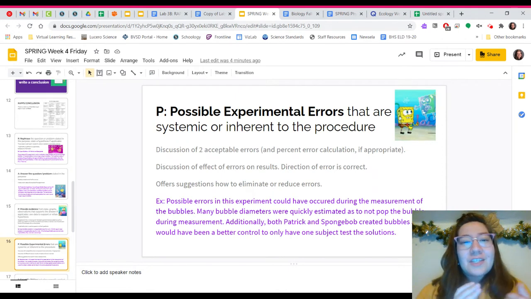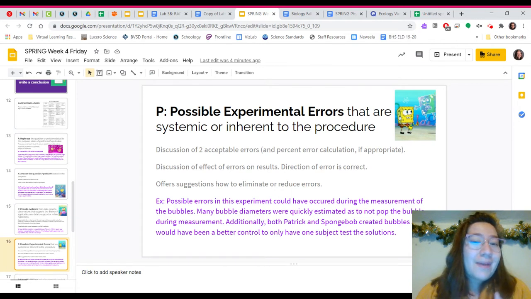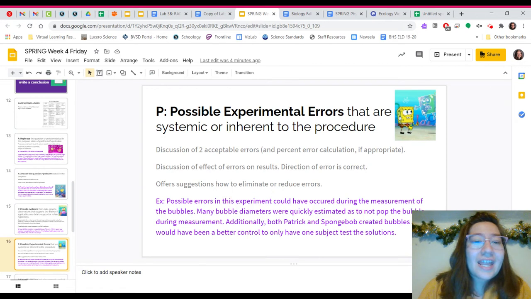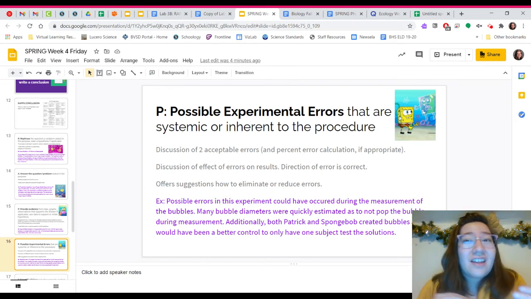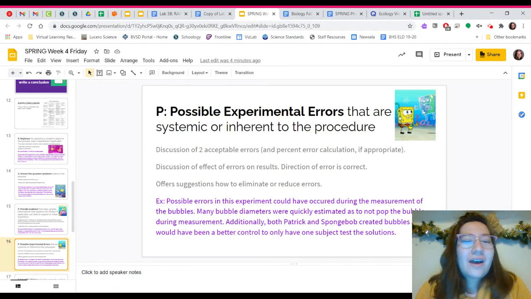Our second P stands for possible experimental errors that are systemic or inherent to the procedure. So, in this section, you're wanting to discuss 2 possible errors and how that might have an effect on the results. We're also going to be taking a look and making sure that the effect is kind of what you would expect to happen. And you're also going to offer some reasons or suggestions on how to eliminate or reduce those errors. Human error is a little too broad.